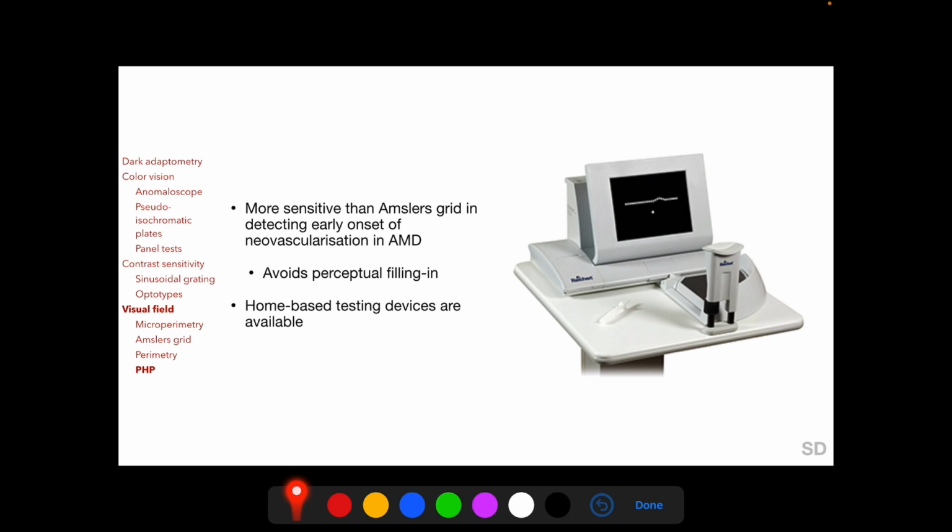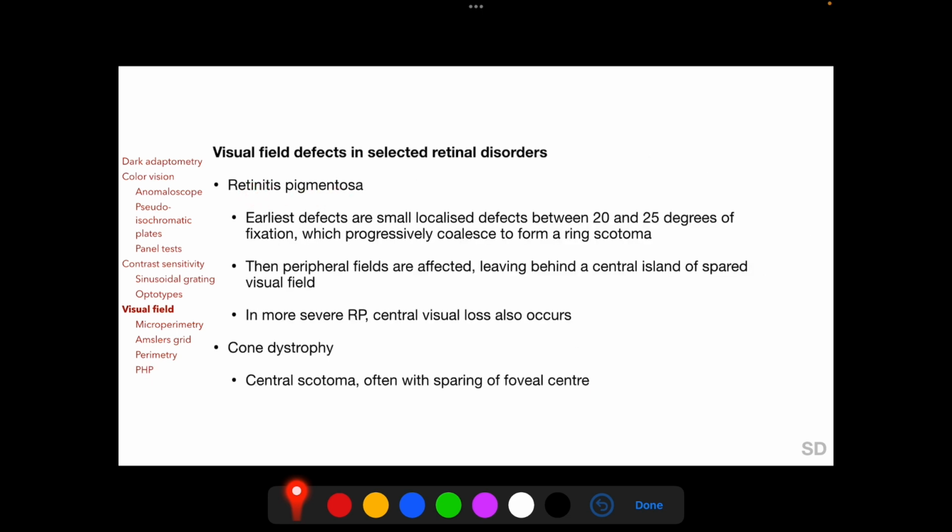PHP is said to be more sensitive than Amsler's grid in detecting early onset of neovascularization in age-related macular degeneration, and as we have mentioned, PHP avoids perceptual filling in, which occurs with Amsler's grid, and home-based PHP testing devices are available. In retinitis pigmentosa, the earliest defects are small localized defects between 20 and 25 degrees from fixation, which progressively coalesce to form a ring scotoma.